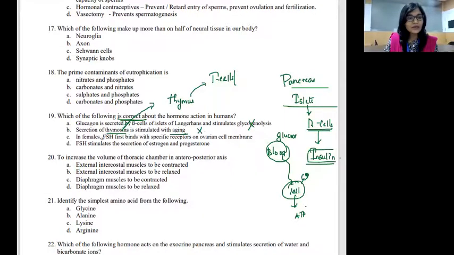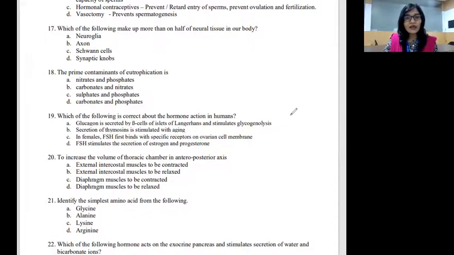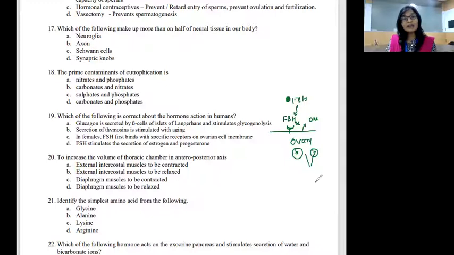It's a wrong statement. In females, the follicle stimulating hormone binds with specific receptors on the ovarian cell membrane. Yes, follicle stimulating hormone is the one which stimulates the follicle to get matured. Suppose this is the ovary and this is the ovary membrane. Exactly in this region, there's going to be an FSH receptor, and this follicle stimulating hormone comes and binds to it. As soon as it binds, it will stimulate the follicles which are already formed in the ovary to undergo maturation. And then the follicles break open, right?